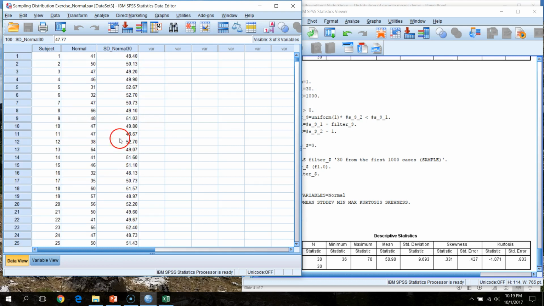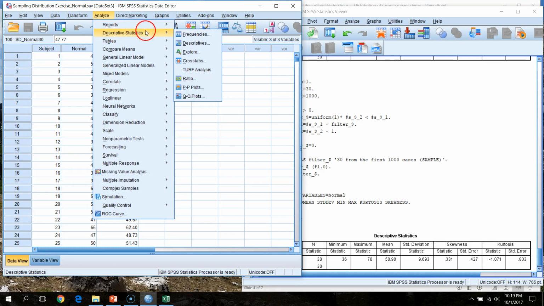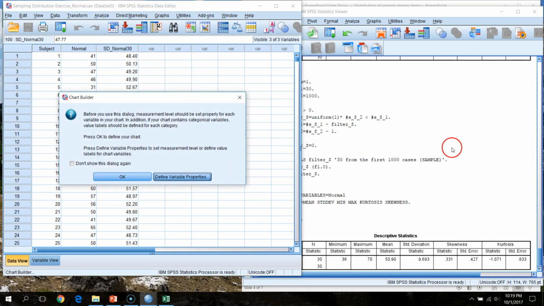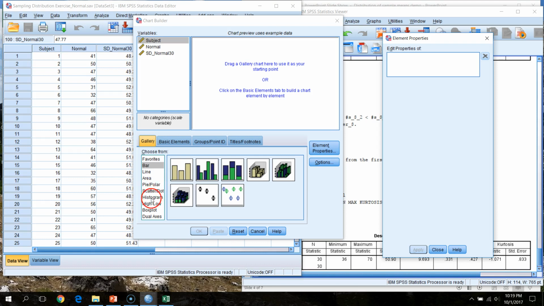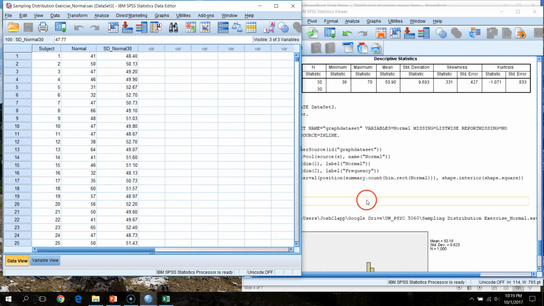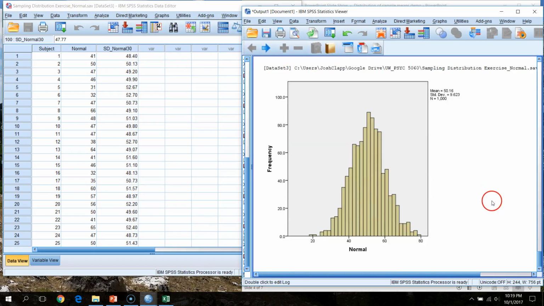Okay, and so if we go through and take a look at this set, I'm going to ask for a histogram and take a look at my normal variable again, just so we can refresh our minds on that. Okay, this is my normal variable. In this situation, it's got a mean of 50, standard deviation very close to 10. This is all 1,000 scores.